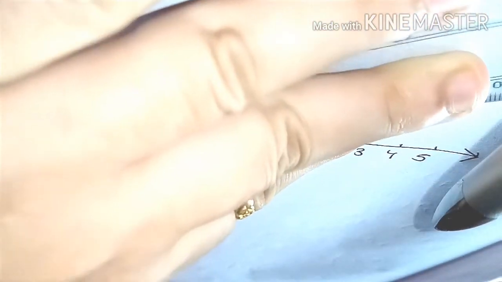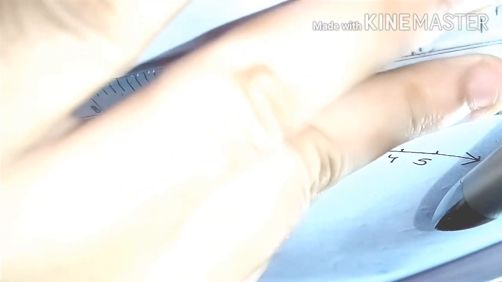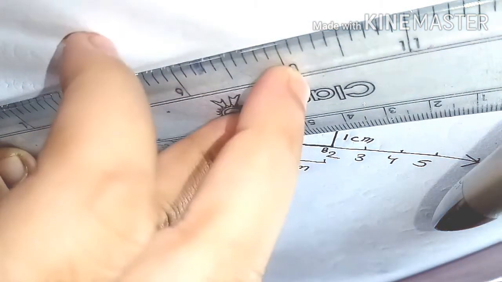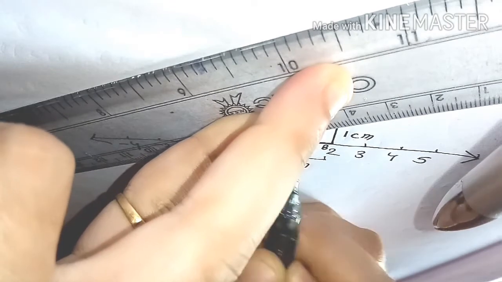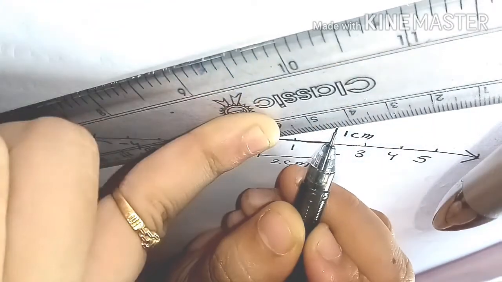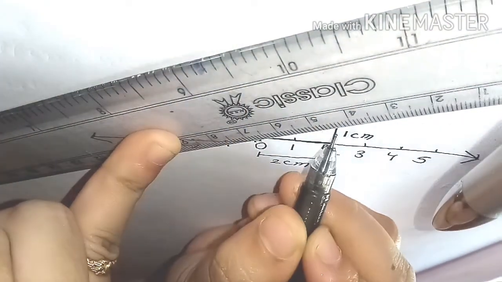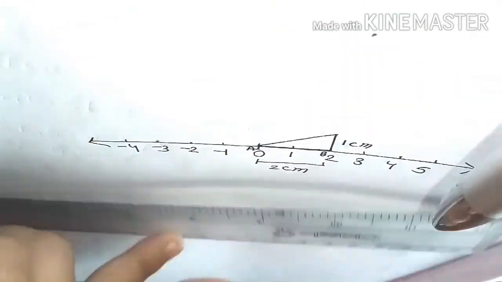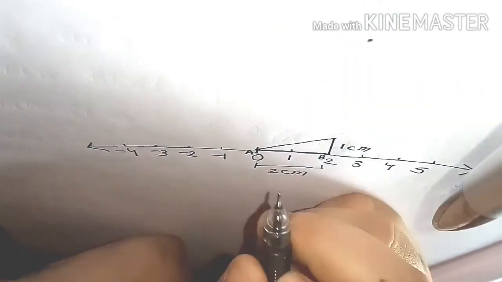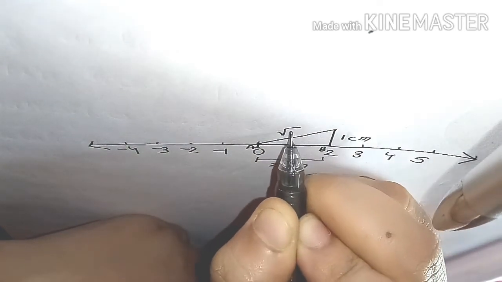Now we will join this line and get the hypotenuse. So like this we will join and we will get the hypotenuse, which is √5. As our hypotenuse is √5, this length will be √5 centimeter. So this is √5 centimeter.